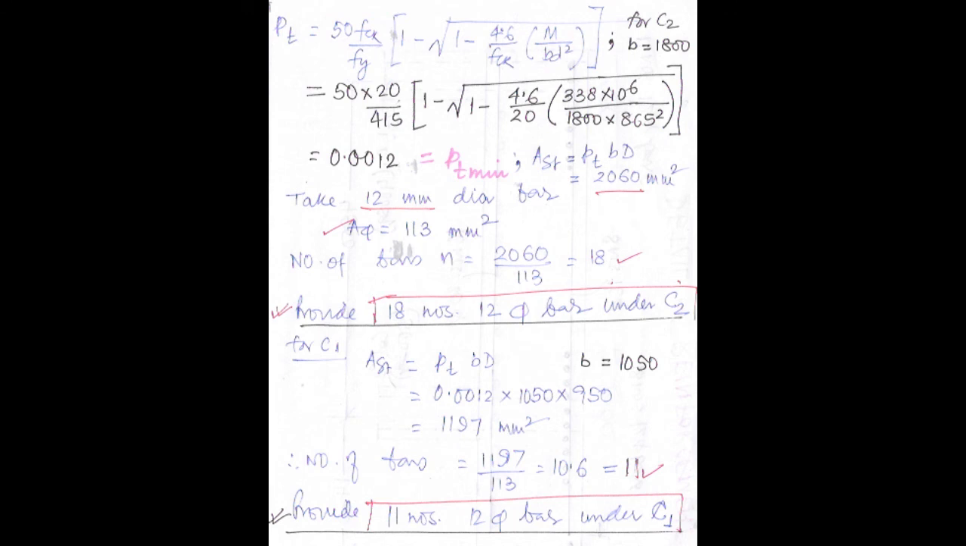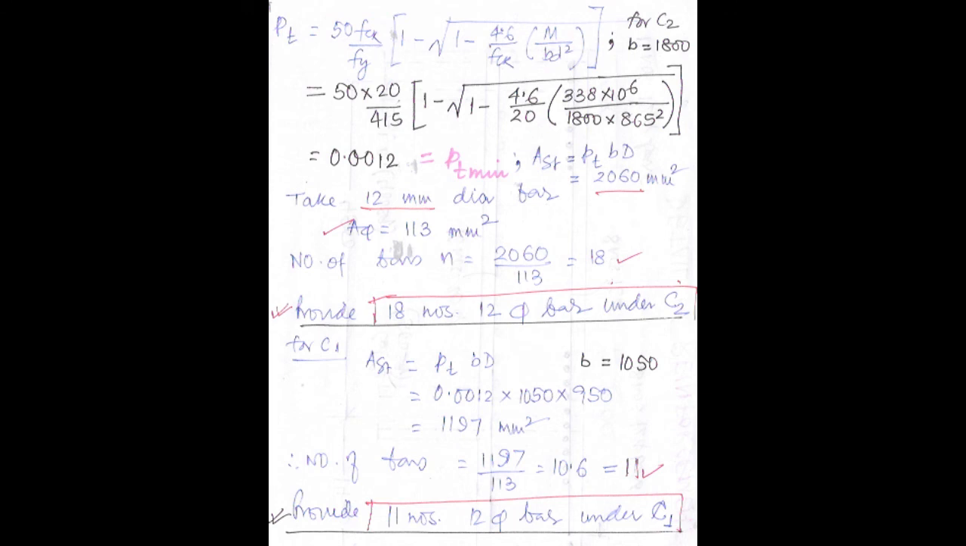we have got it as 216 kilonewton meter. So if we take 338 into 10 raised to 6 for column C2, we are getting the value of PT as the minimum value, that is 0.0012. If we do the calculation of PT by taking moment value 216, which is much less than 338, obviously the value of percentage will still come less than 0.0012. So we will not do the calculation again.